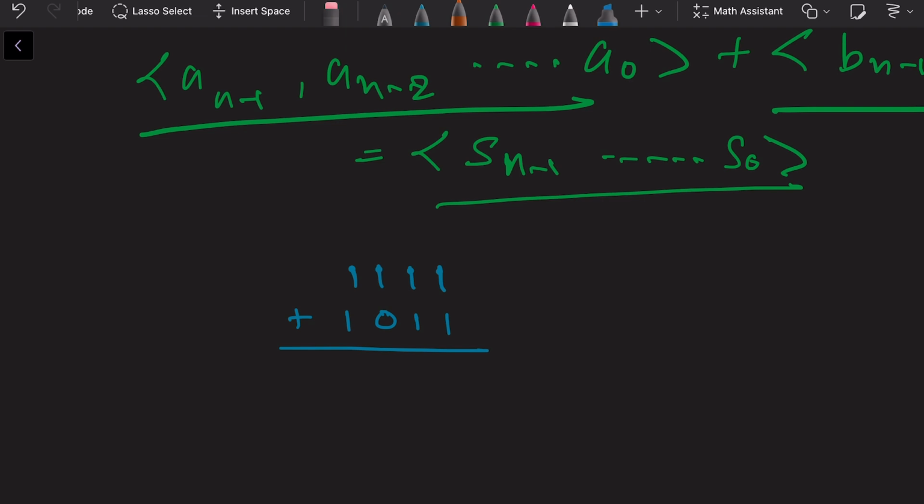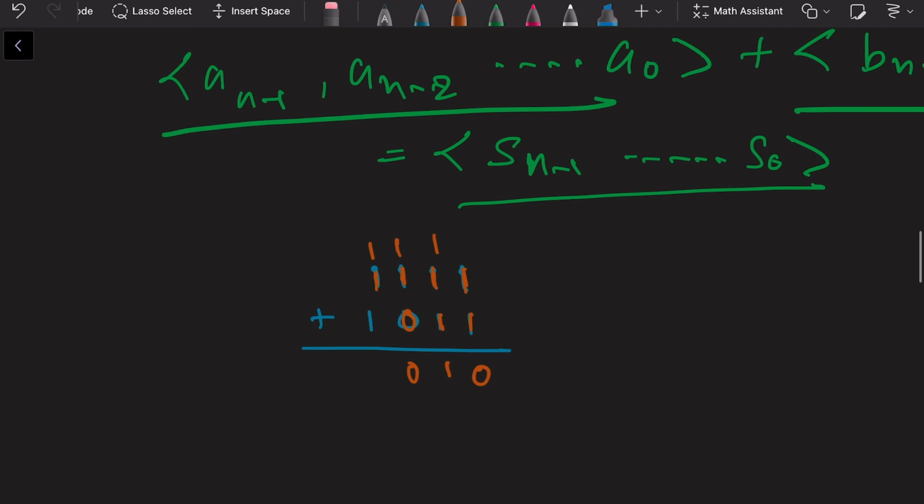So how will you do the addition? So 1 plus 1 is essentially 2. So 0 and 1 carry is 1. And now 1 plus 1 plus 1 becomes 3, right? And 1 plus 1 plus 0 is 2 again. And 1 plus 1 plus 1 is 3. So 3. And this guy is my Cn, or carry out.